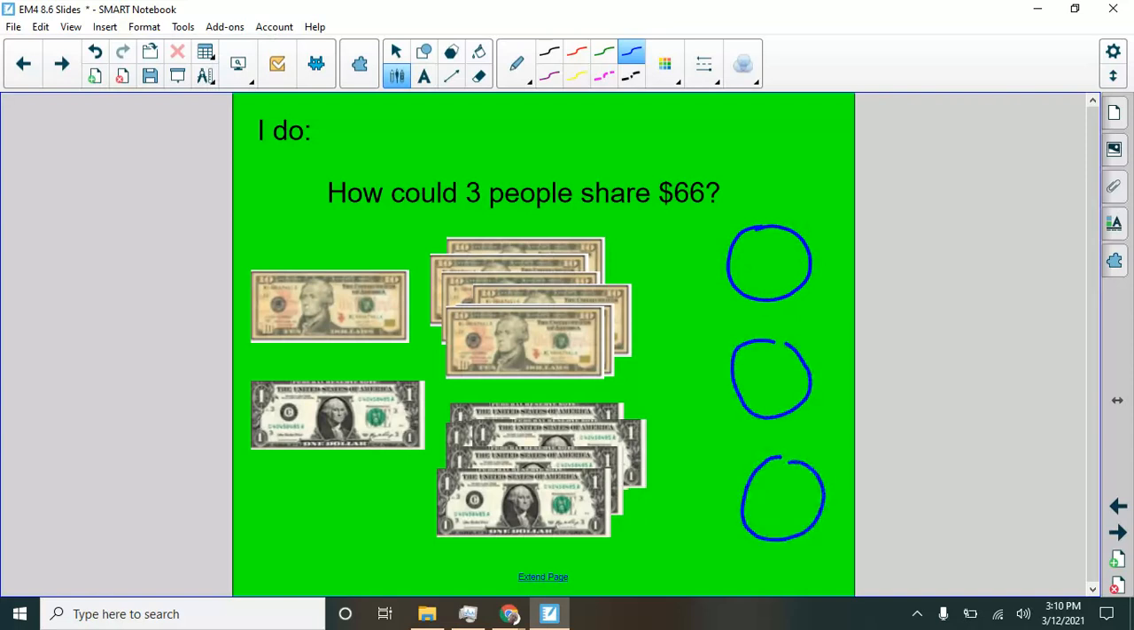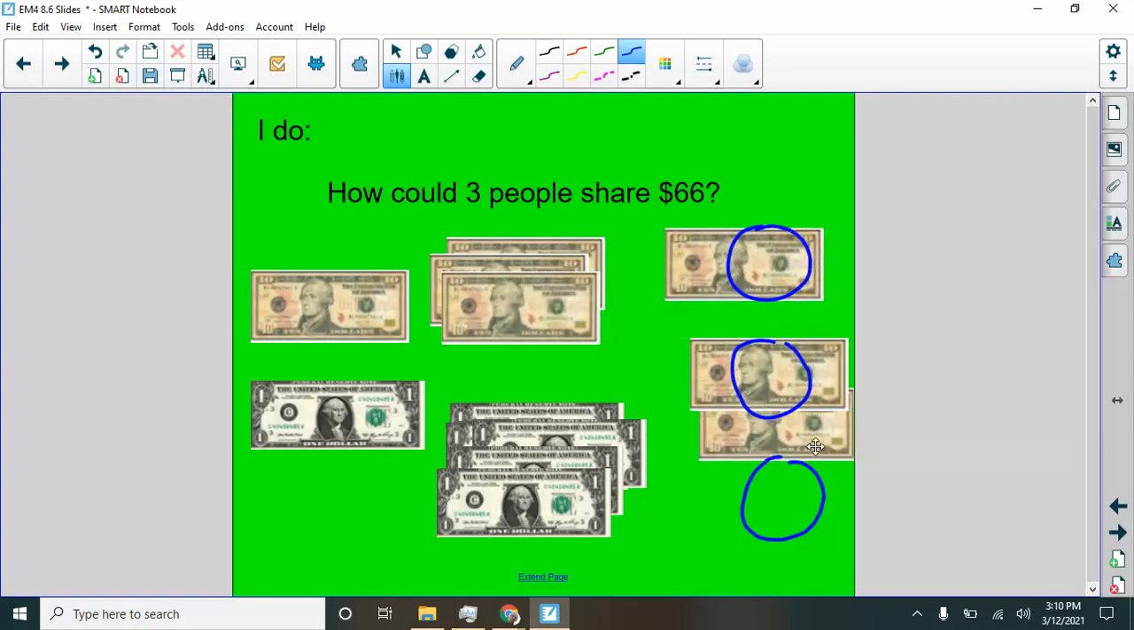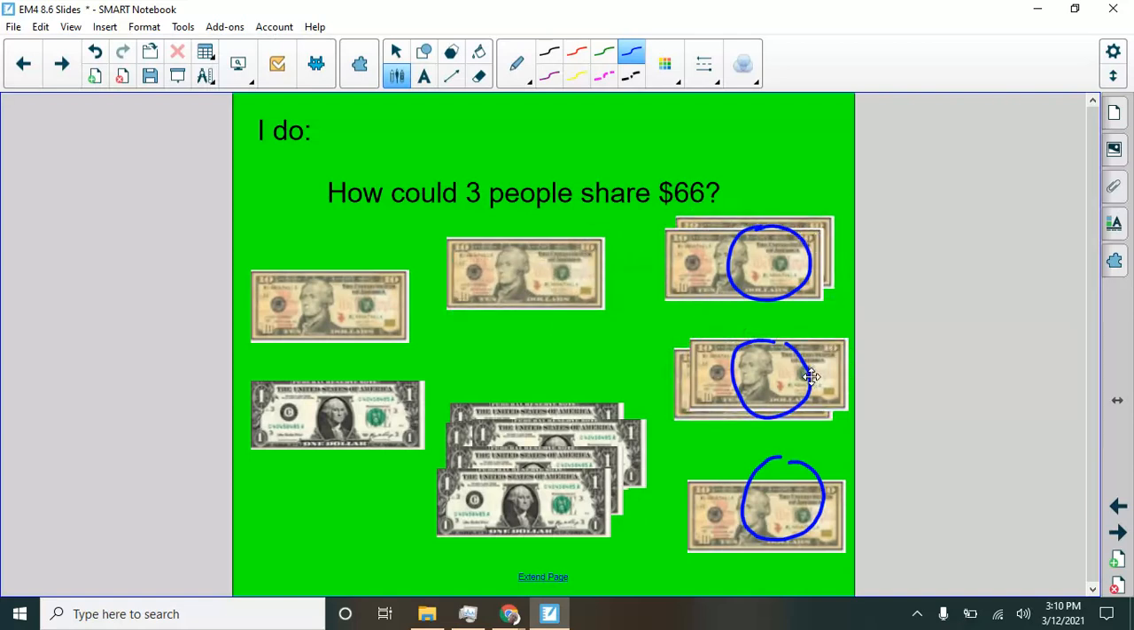And so when you're working, you're going to have some pictures that you're going to do. Now, what should I do first? Let's give each one of them one $10 bill. Here's one for you, you, and you. Do I have enough 10s to give them each another one? I do. In the first 2 problems, I didn't, but in this problem, I do.